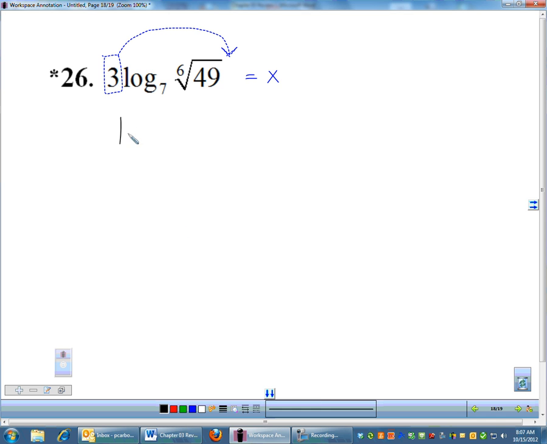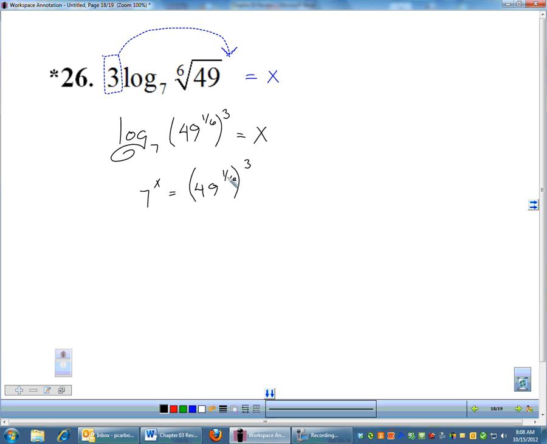And that's going to give me log base 7 of, and I'm going to change the 6th root of 49 to 49 to the 1/6. And all of that is cubed because I pulled that 3 up and I changed the 6th root of 49 to 49 to the 1/6, equals x. And now I can take it out of log form. I don't have any coefficients, so 7 to the x power is equal to 49 to the 1/6, all to the cubed.